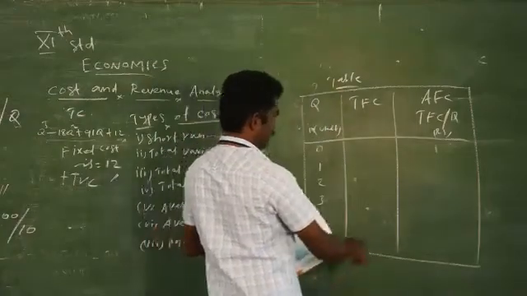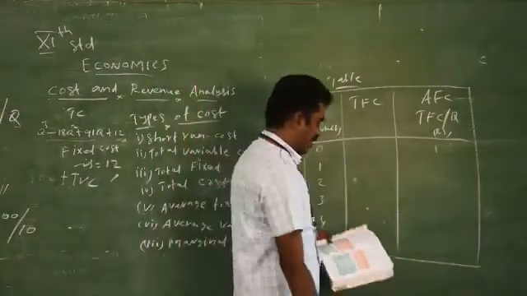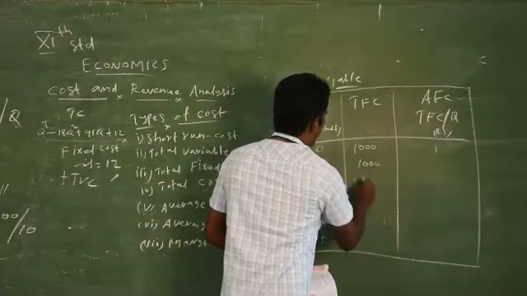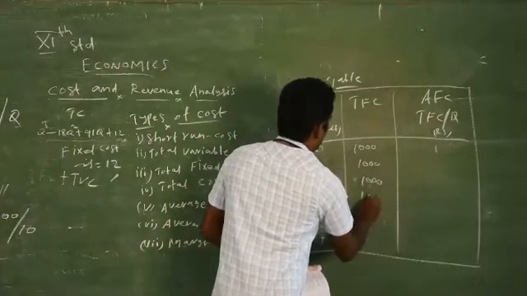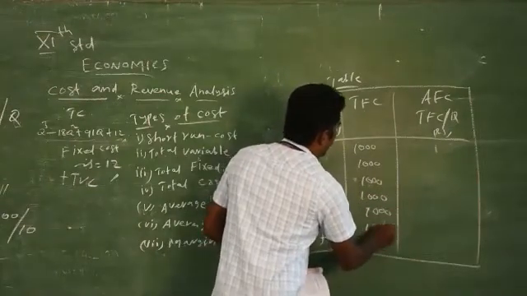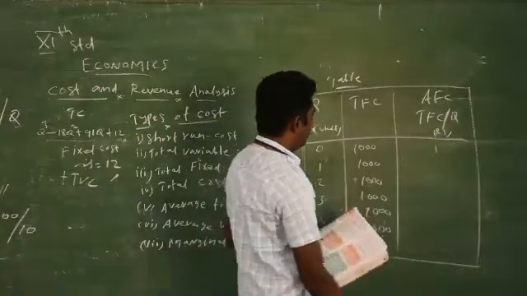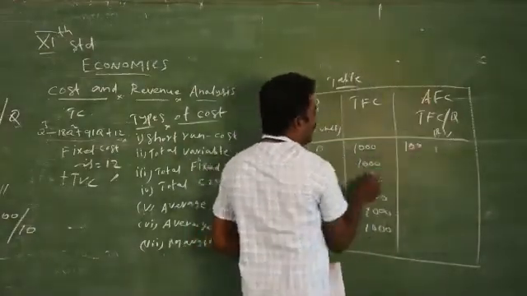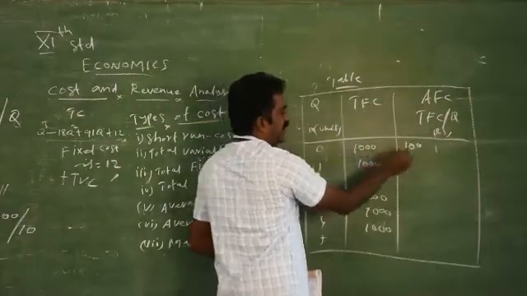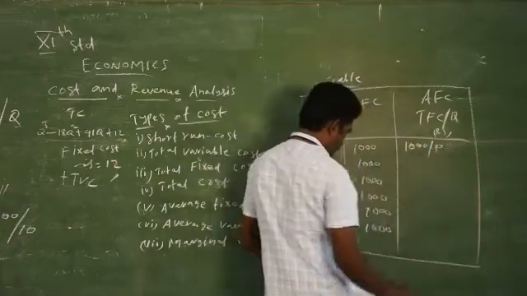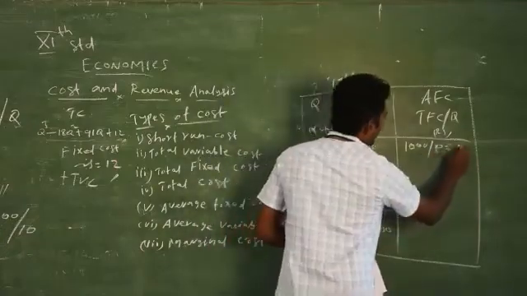Total fixed cost, I already told you, is the same for all, 1000 for all. How can we calculate? Average fixed cost, what did I say? TFC by Q. So TFC is 1000 divided by Q. For Q equal to 0, it is infinity.